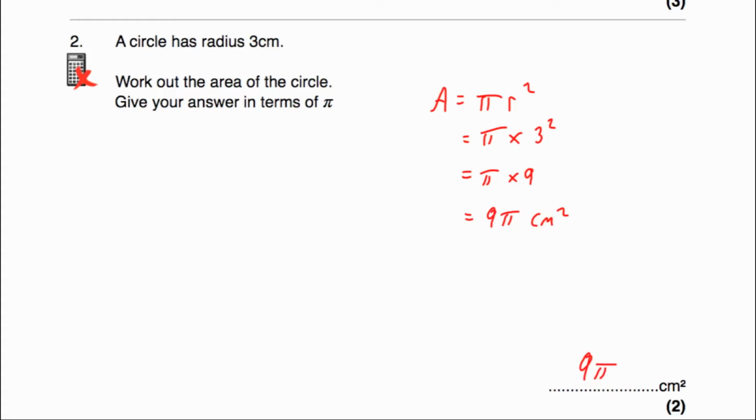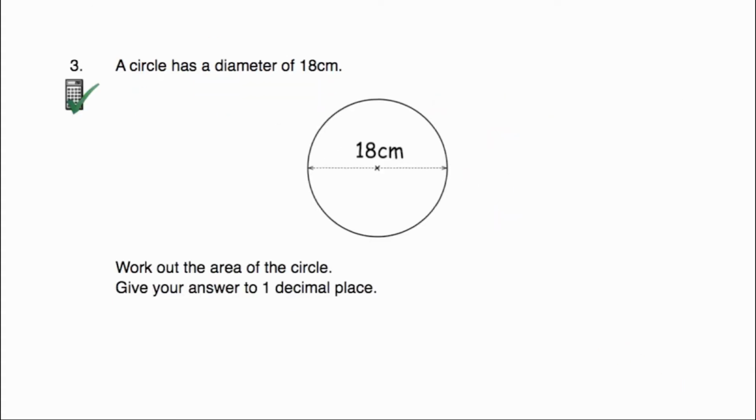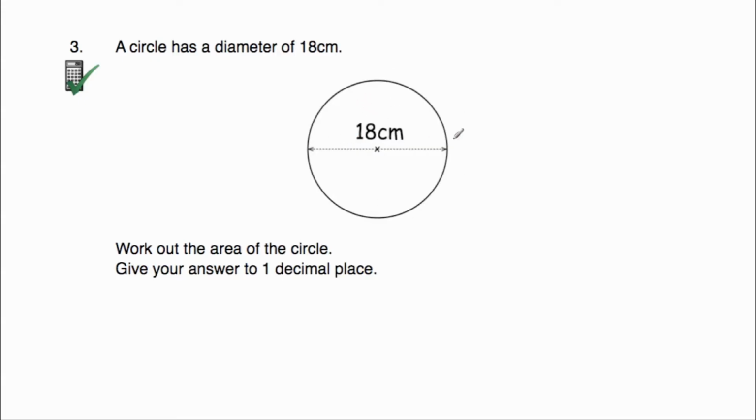Okay, question number 3. This time we've been given a circle, but we've been given the diameter. That's the distance the whole way across the circle through the center. And the diameter of the circle is 18 centimeters. We've been asked to work out the area of the circle. So the area of the circle is given by the formula area equals pi r squared. So it's going to be pi times the radius. Now halfway across the circle will be 9 centimeters. So we're going to do pi times 9 squared.